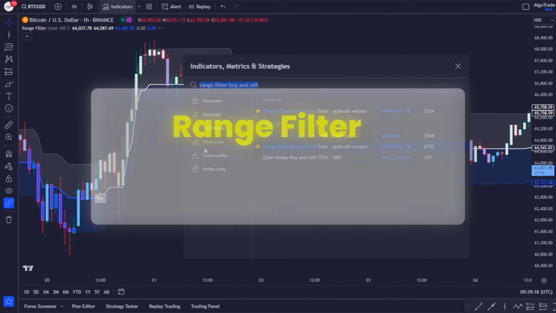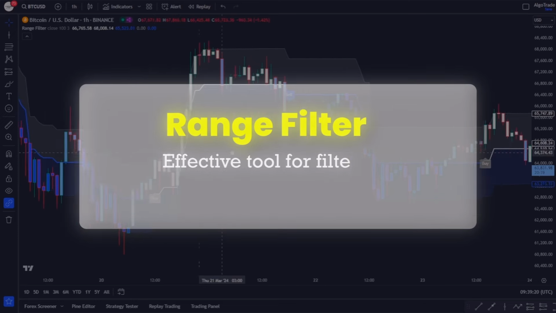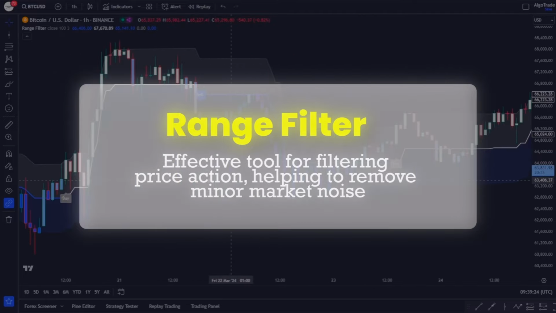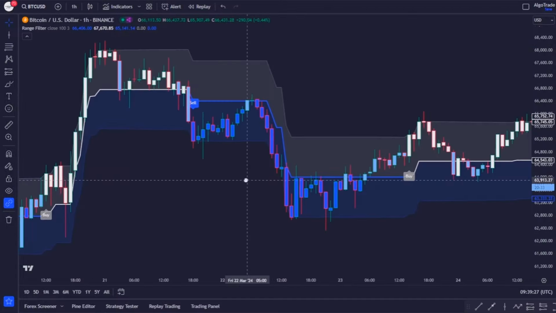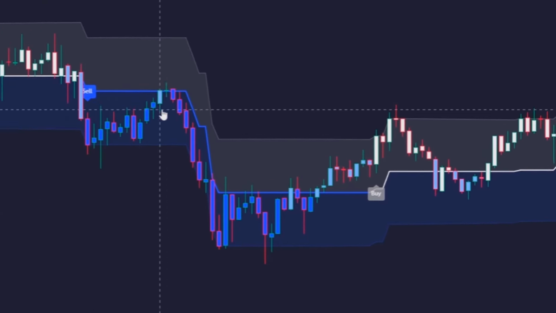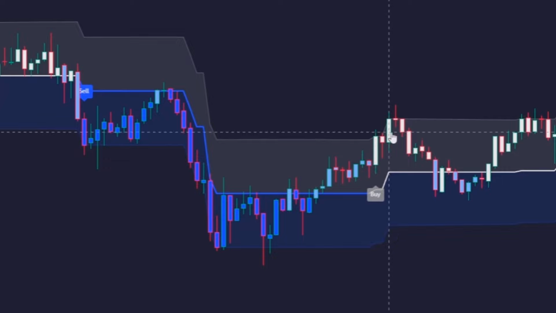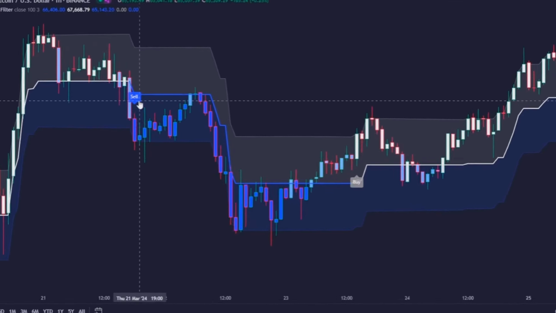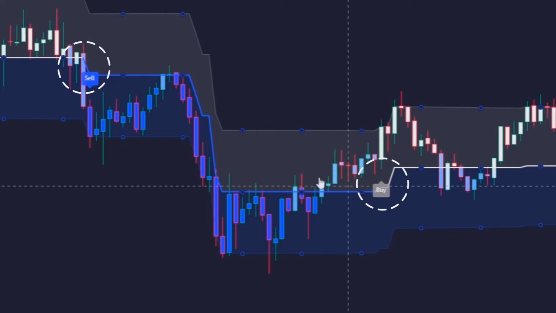By definition, the range filter is an effective tool for filtering price action, helping to remove minor market noise. This indicator identifies clear trends by changing bar colors based on price movements, and it's great for timing reversal points, displaying these buy and sell signals on your charts.